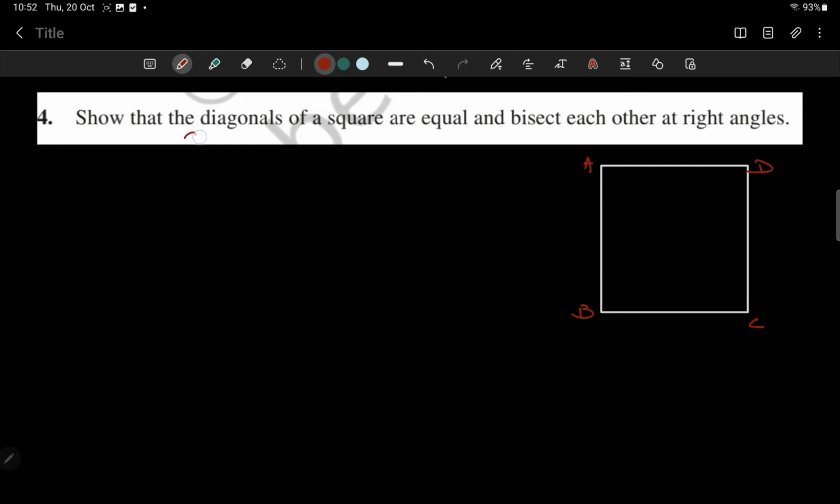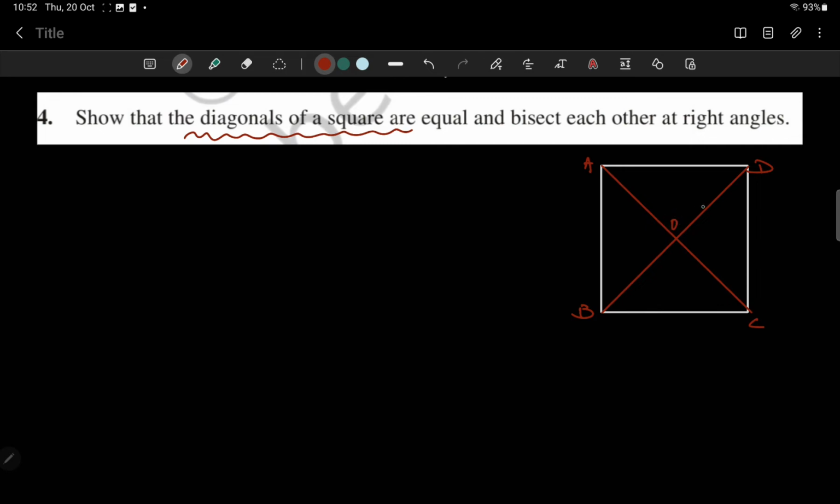Diagonals of a square means you have to make diagonals as well. So this is one diagonal, this is another diagonal. Diagonals are equal and bisect each other at right angles. So again it is given, this is 90 degree, this is 90 degree, this is also 90 degree, and this is also 90 degree. You have to prove that these are right angles.